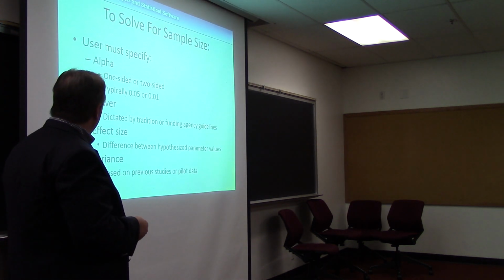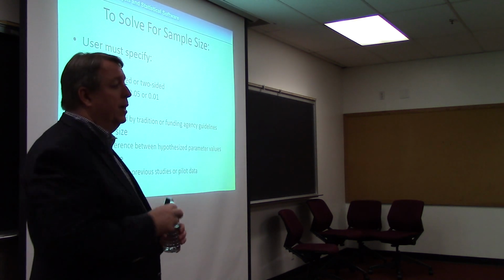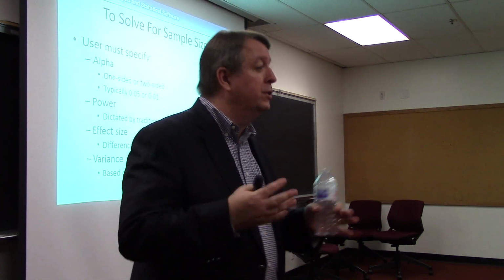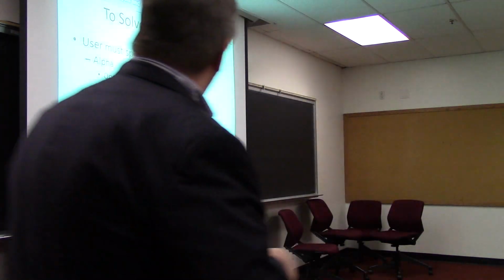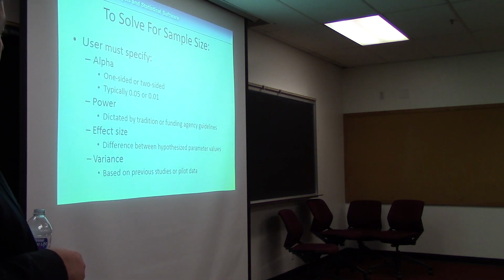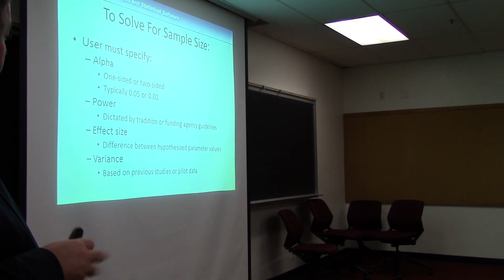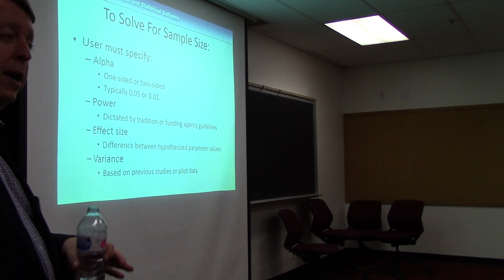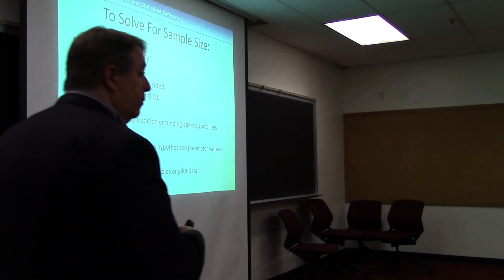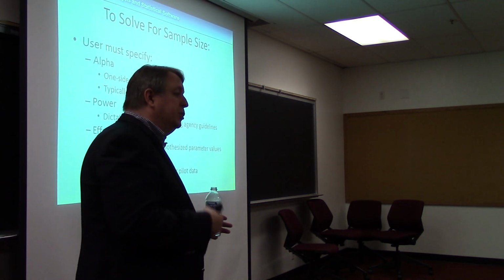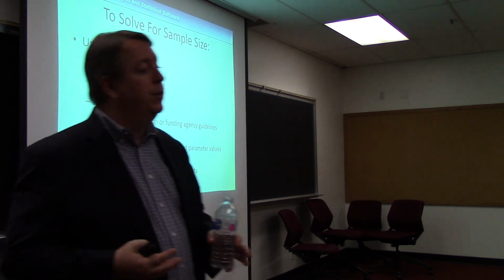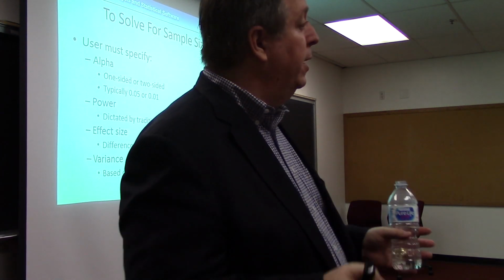Okay, so to solve for sample size, let's say that we're interested in calculating what sample size we need. We need to specify some things in advance before we can do the calculation. We're going to have to specify an alpha level, and not only do we need the level, but we need to decide whether we're going to use a one-sided alpha level or a two-sided alpha level. Now, there's kind of a tradition, and there are good arguments as to why we tend to use two-sided p-values or two-sided alpha levels.